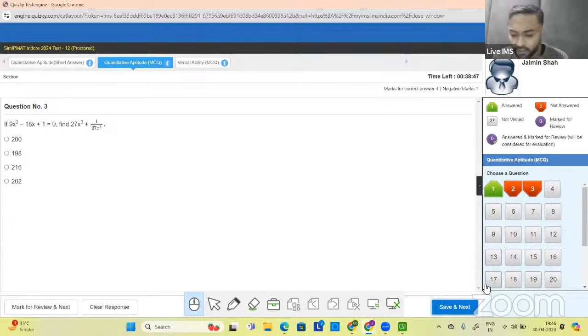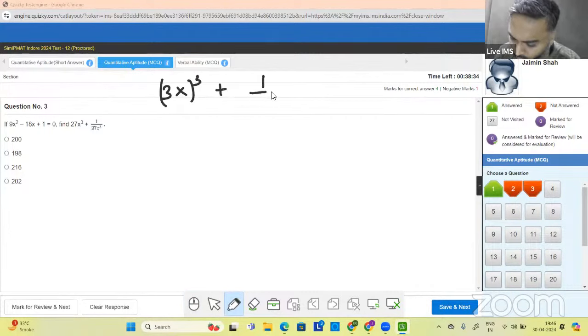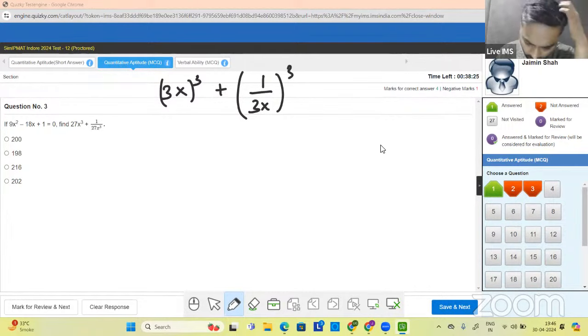9x square minus 18x plus 1 is equal to 0, and 27x cube. ठीक है, तो basically I have to somehow use some identity यहाँ पे, तो because this is 3x the whole cube plus 1 upon 3x the whole cube. I have to use, ये तो होना चाहिए. Now इसको कैसे कर सकते हैं? और बेसिकली आई फाइंड आउट एक्स.